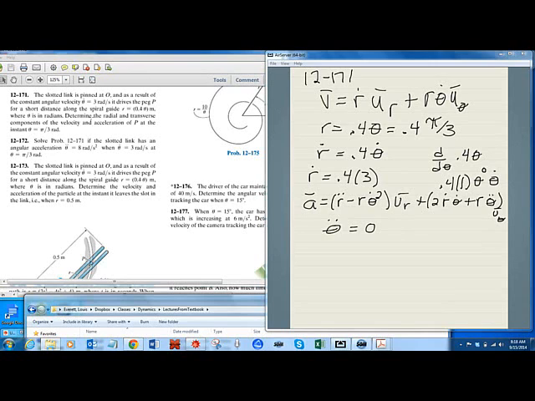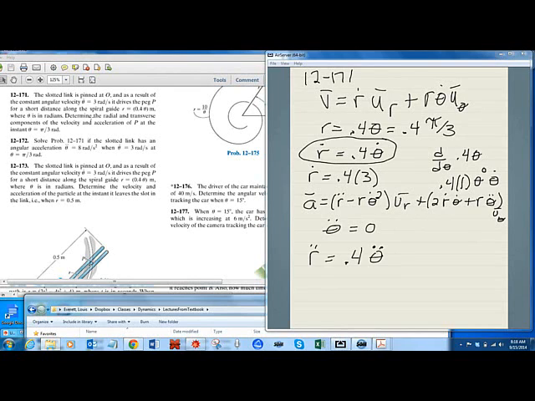Right. So I'm going to take a derivative of this right here. Right? So R double dot equals 0.4, bring that constant out front. Chain rule gives you this. And theta double dot is 0. You're right, so theta double dot is 0.